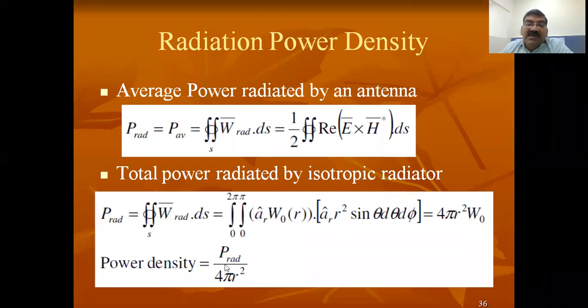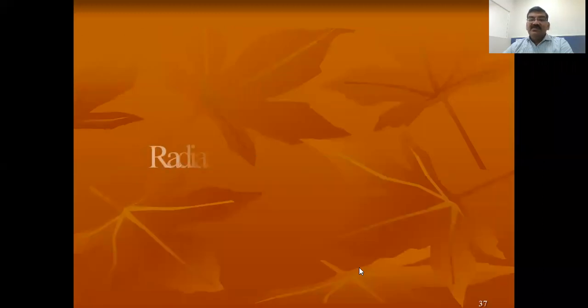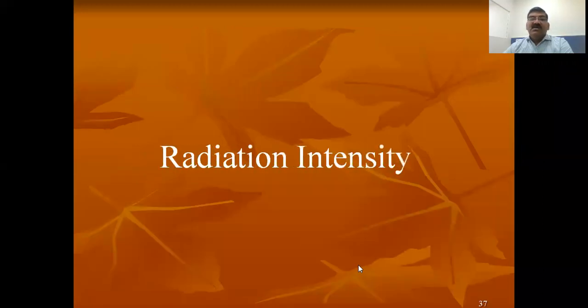Why 4 pi r square? Because it is a sphere, and we are assuming that the power is radiated in all directions. 4 pi r square is the area of a sphere. So P radiated upon 4 pi r square is the formula for the radiated power density.